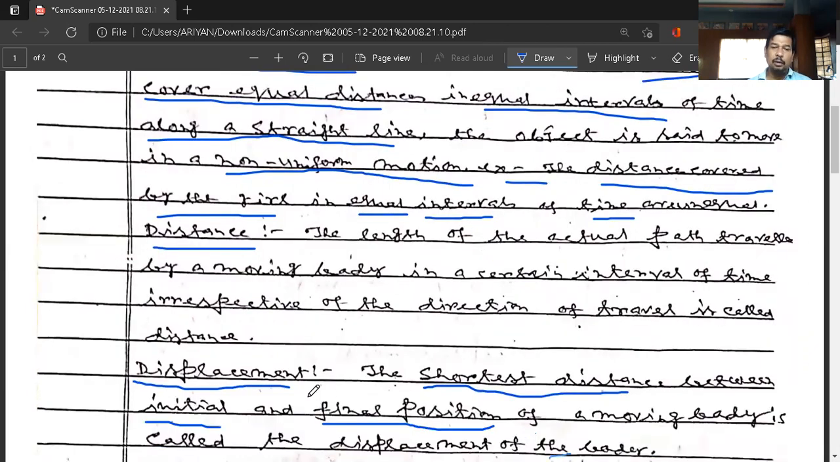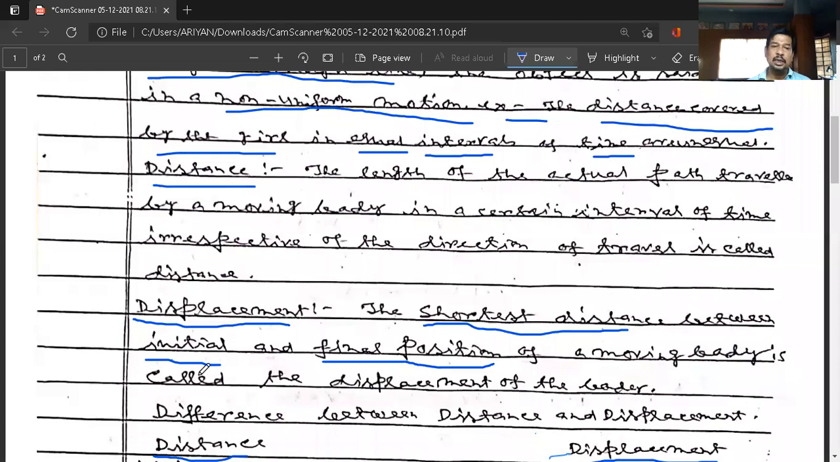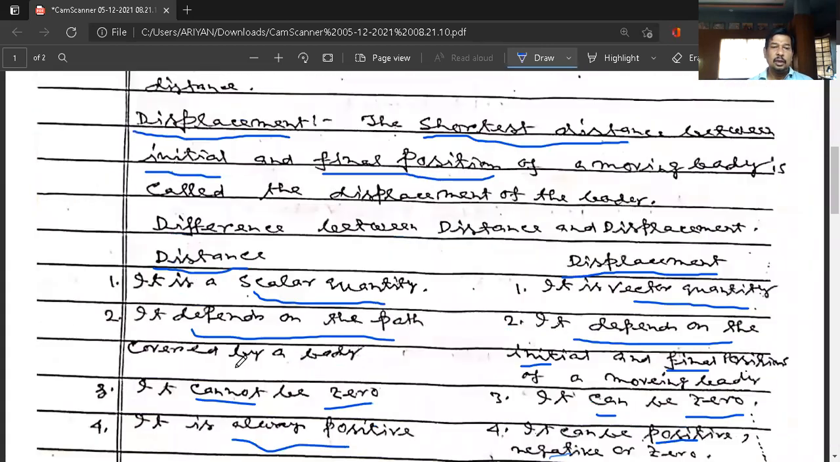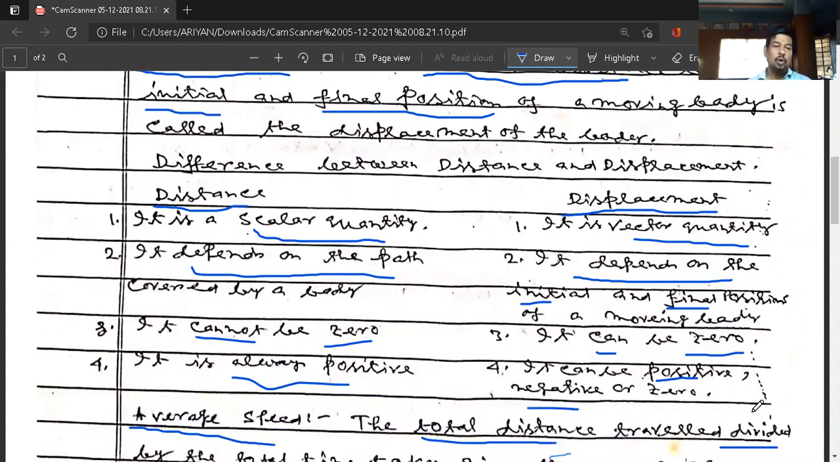What is displacement? The shortest distance between the initial and final position of a moving body is called displacement. Difference between distance and displacement: distance is a scalar quantity; displacement is a vector quantity. Number two: distance depends on the path; displacement depends on the initial and final position of a moving body. Number three: distance cannot be zero; displacement can be zero. Number four: distance is always positive; displacement can be positive, negative, and zero.